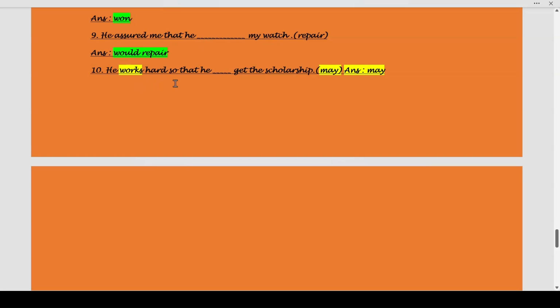Number 10, he works hard so that he may get the scholarship. May. He works hard so that he may get the scholarship. It is not might, it is may. Why? Because singular subject he will be followed by may, not might. Because we have to concentrate on he works also. He works hard so that he may get the scholarship.